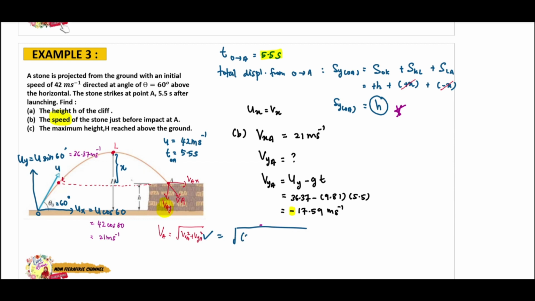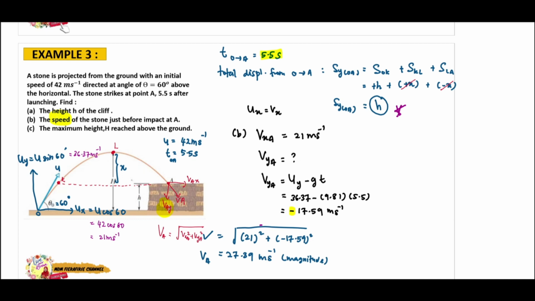So VXA 21 squared plus negative 17.59 squared. Don't forget to take the square root. Okay, ini formula dia lah untuk resultant vector untuk V at point A. Therefore, VA is equal to 27.39 meter per second. Okay, sebab soalan suruh kita kira speed, so we just calculate the magnitude of the speed. Speed adalah scalar quantity, so kita hanya kira magnitude saja.